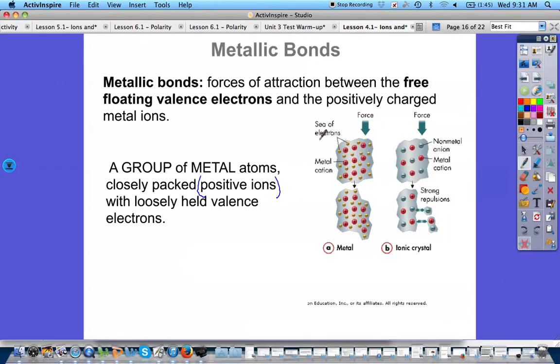So the difference between a metallic bond and an ionic bond. Here, the red dots are metal cations. The yellow dots are free-floating valence electrons holding them together. In an ionic bond, the red dots still are our metal ions, and then the blue or grayish dots here are the non-metal atoms. So we have 2 types of atoms here, opposite charges holding together. Here we have 1 type of atom, positively charged, and then electrons holding it together.